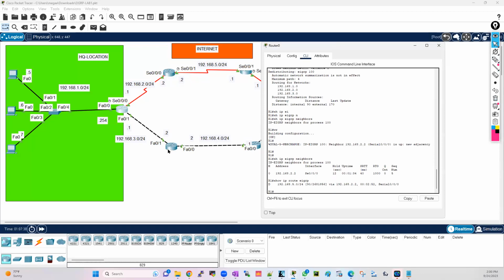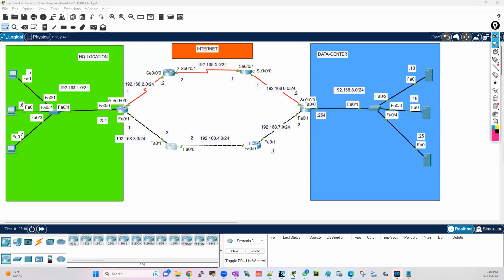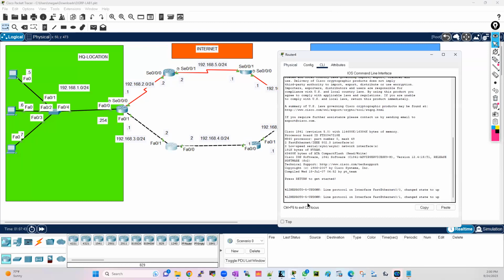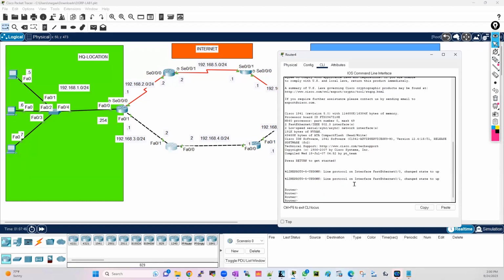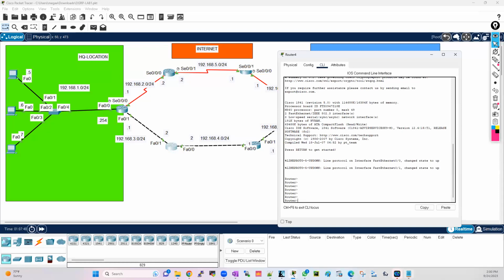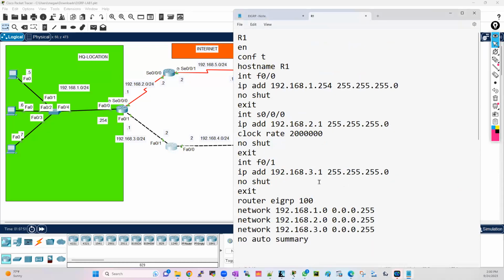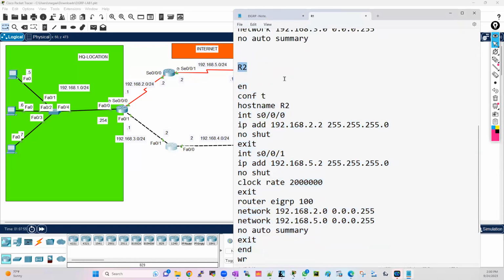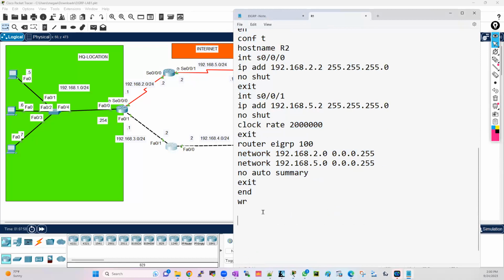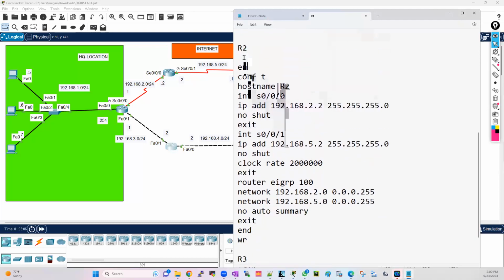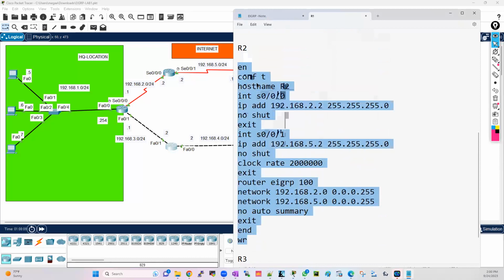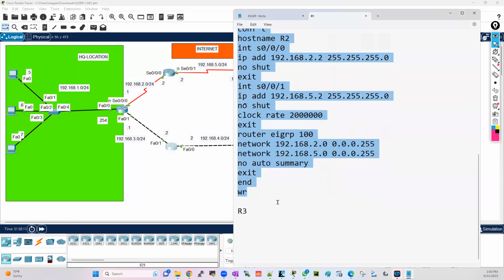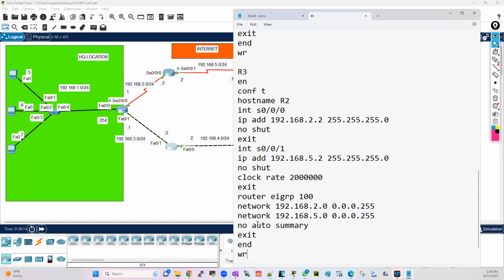So the next step is this. We're going to go to our router 3, which is this. Let's go to our notepad. I won't waste any time. I'll just copy all this, modify it, and then if you have any explanation, we do that.